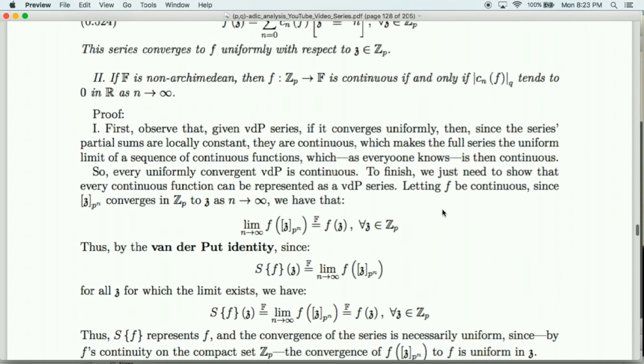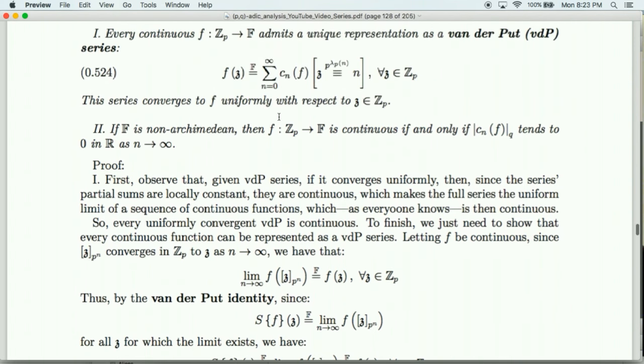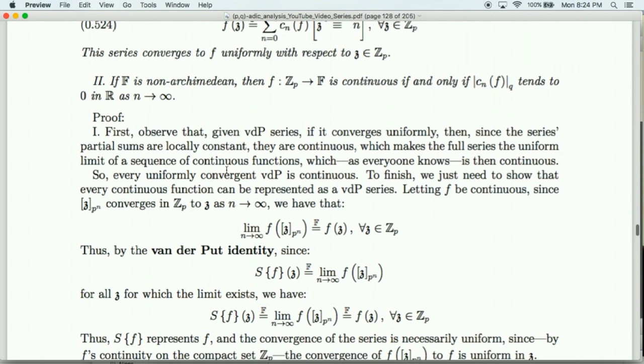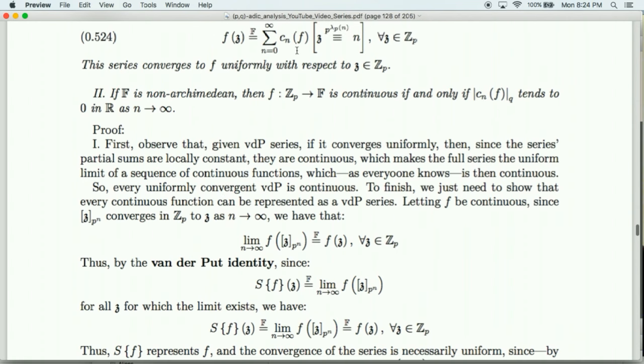1. So first, we have to show that this representation is unique and everything. So first observe that given a VDP series, if it converges uniformly, then since the series' partial sums are locally constant, they are continuous. As my old undergraduate professor John Garnett would say, the most important theorem in analysis is that the uniform limit of continuous functions is a continuous function. So this guarantees that the series will converge to a continuous function if it converges uniformly. In particular, every uniformly convergent VDP series is continuous.